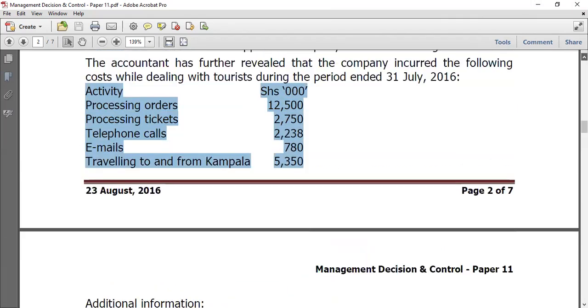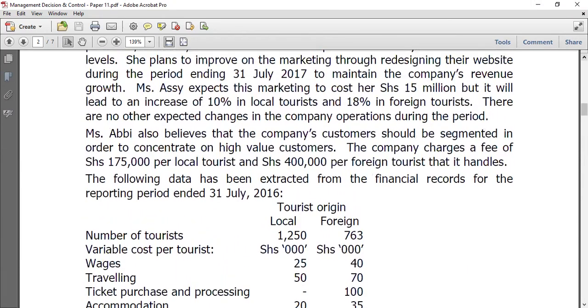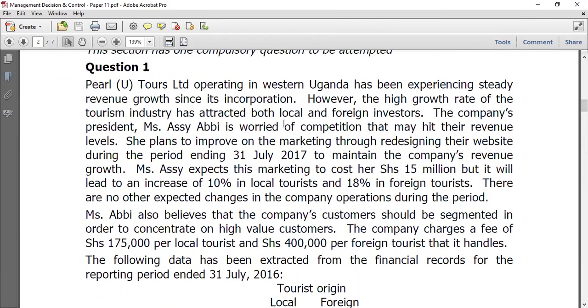Now, we want to see something here, okay? That is bringing in the marketing cost, okay? So here you can try to read again, maybe especially the parts that you feel will help you to get exactly what this person is looking for. So they're telling us that Miss Asi is worried of competition, that they may not hit their revenue levels because of the competition. So she plans to improve on marketing through redesigning their website during the period ending 31st July 2017 to maintain the company's revenue growth, okay?